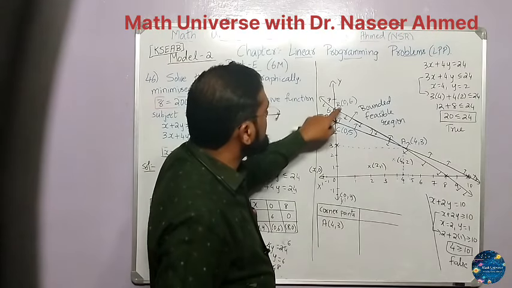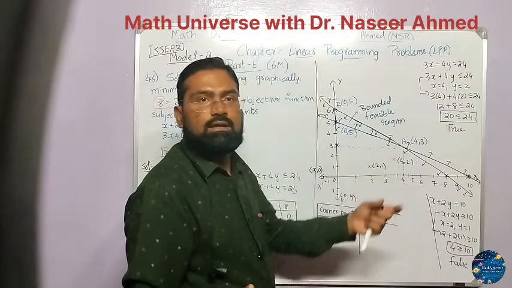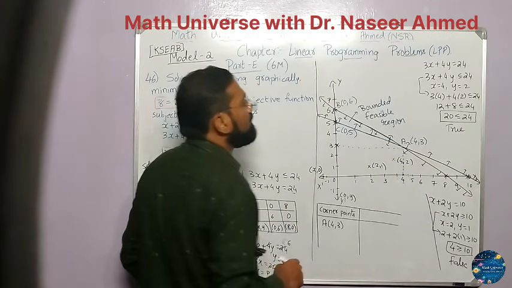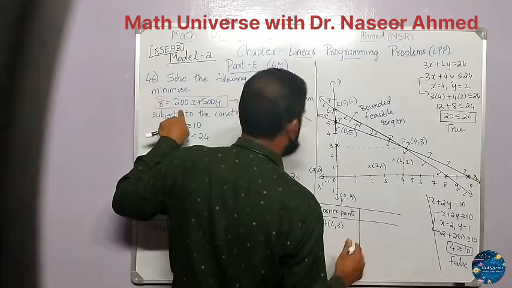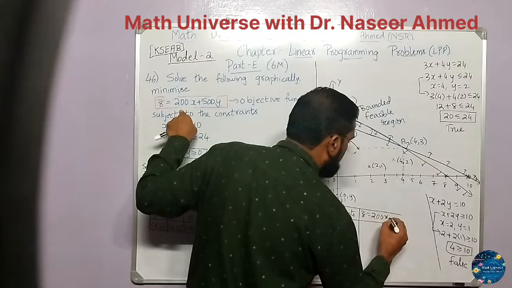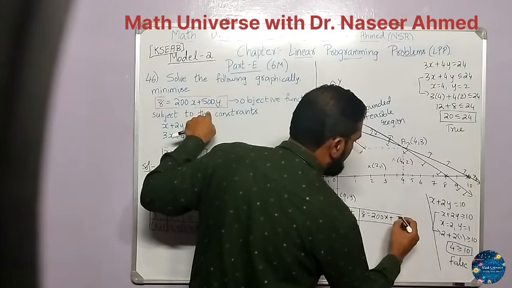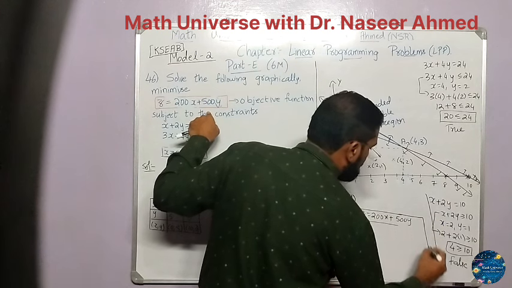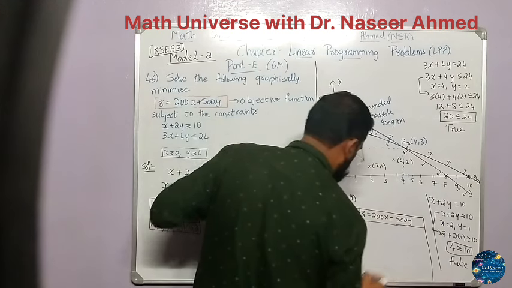I could have taken this as A, this as L, this as M. Naming can be in any way, but the point should be the same. The point will be the same for the given problem. And my objective function is here. So z is equal to 200x plus 500y. Numbers are a bit big to calculate, but don't forget you have the calculator advantage.